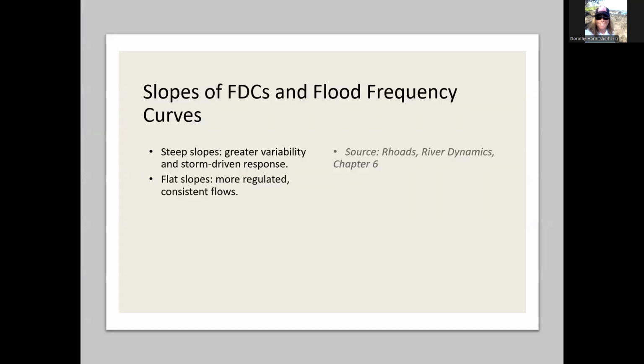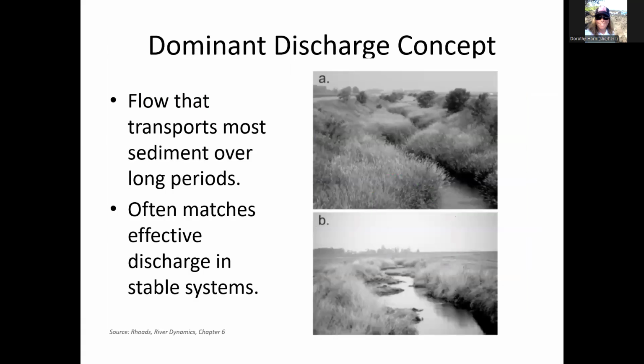The slope and flood frequency go together. We have steeper slopes when we have a big storm, and then flat slopes when we have that more regulated flow. Then we have something called the dominant discharge concept. That's really what we're tracking when we're looking at sediments over long periods of time. It usually matches the discharge in stable systems, as long as there's not some big crazy event. This is the kind of thing that you see, and this is what you can measure and give the probability for discharge.